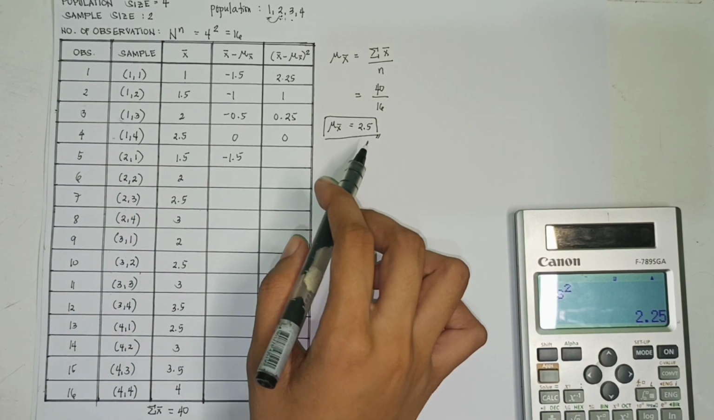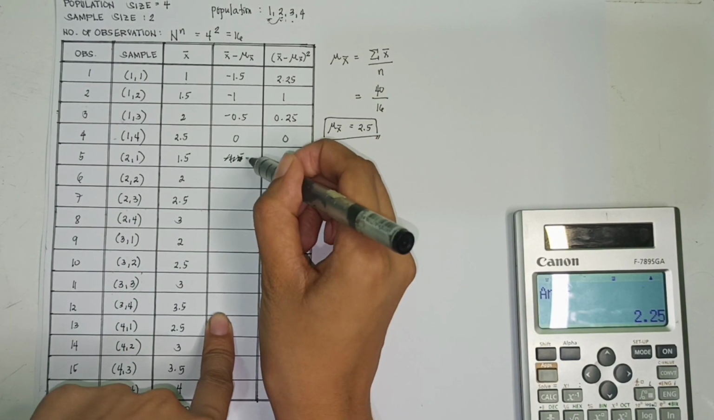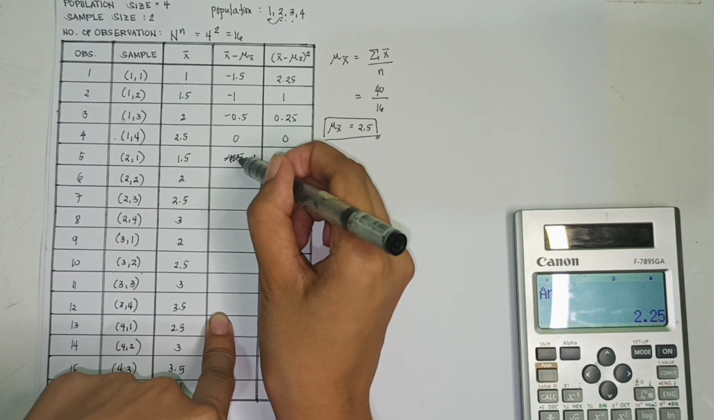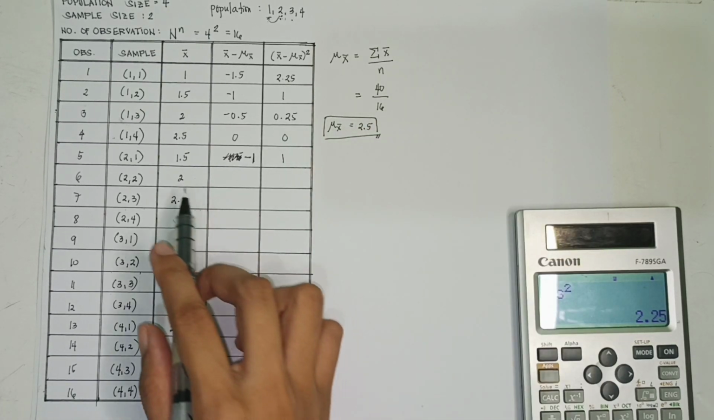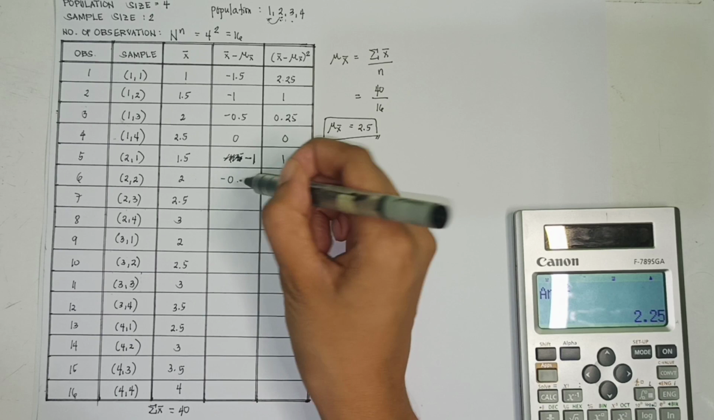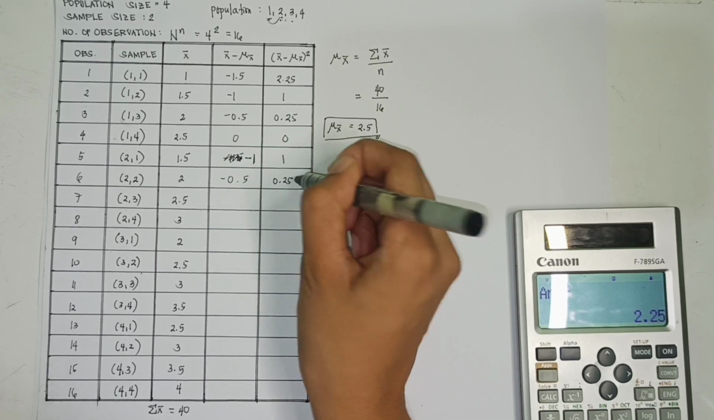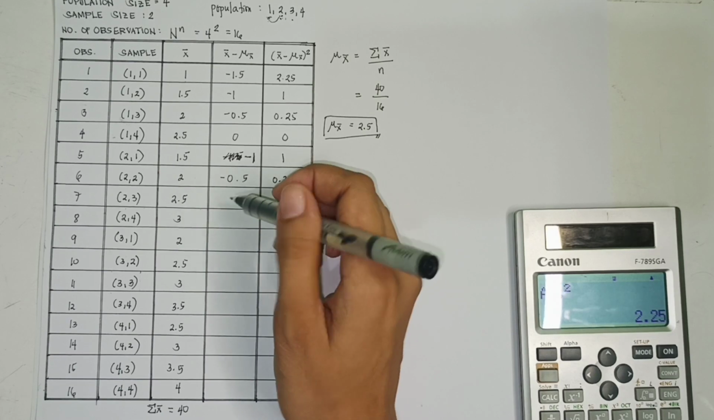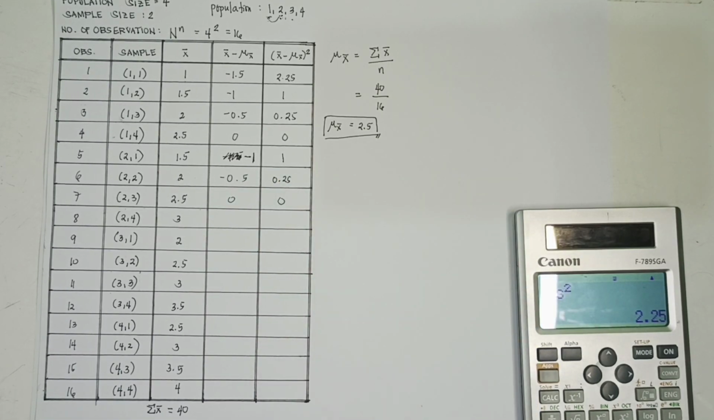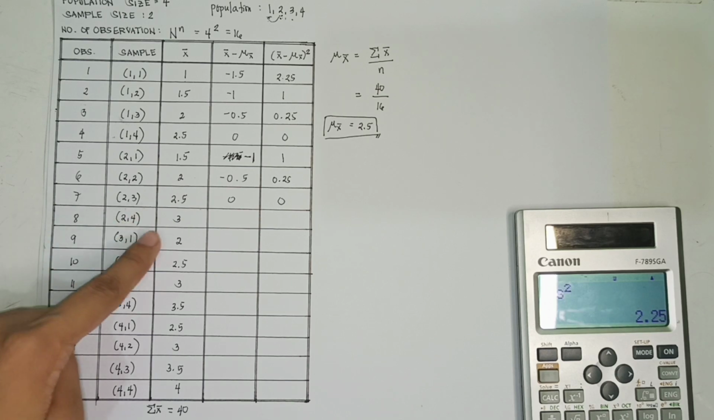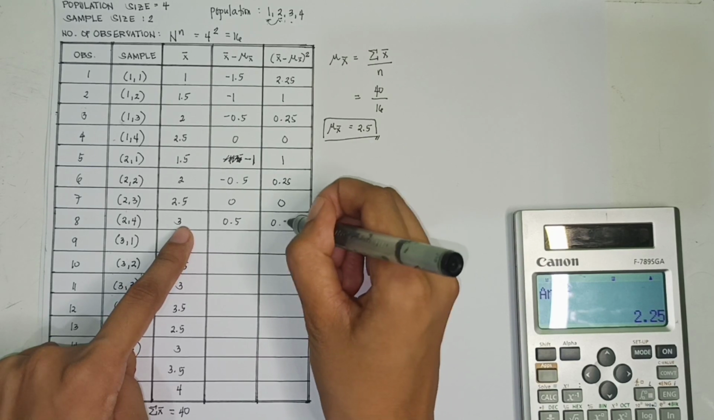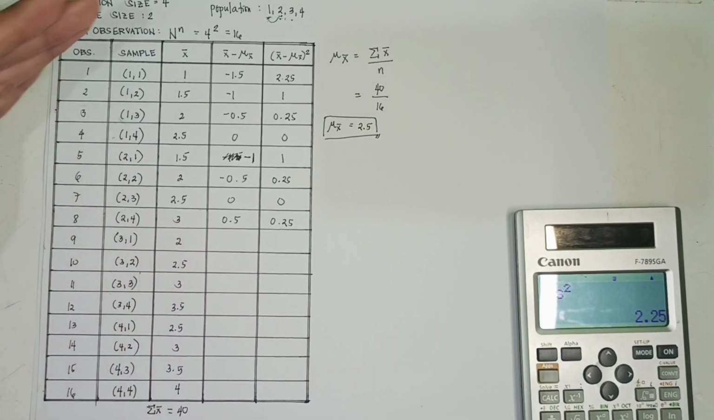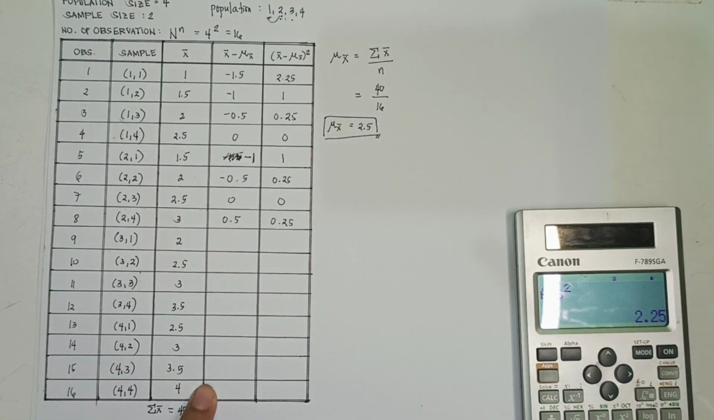Okay, so 1.5 minus 2.5, I'm so sorry, this is negative 1. Okay, so negative 1. Then squared, that is equal to positive 1. Okay, so 2 minus 2.5, that is negative 0.5. Then squared, this is 0.25. 2.5 minus 2.5, that is 0. Squared, this is equal to 0. Just continue the process. 3 minus 2.5, this is 0.5 squared. This is equal to 0.25. Okay? So, continue lang po yung process ko ano yung ginawa sa unahan hanggang sa matapos. Ganun lang din po ang gagawin.